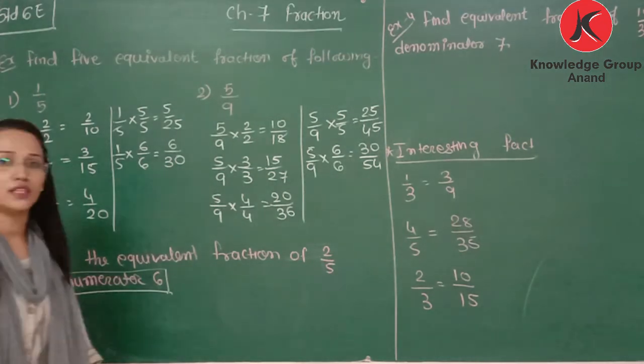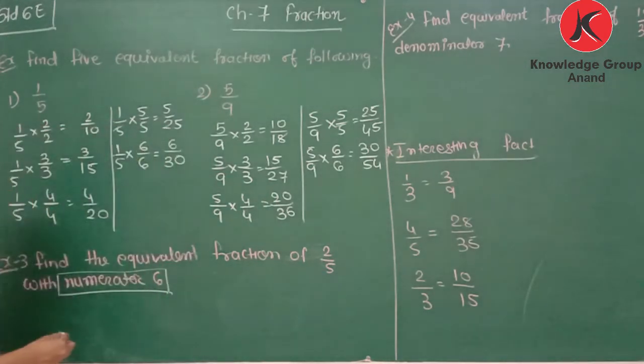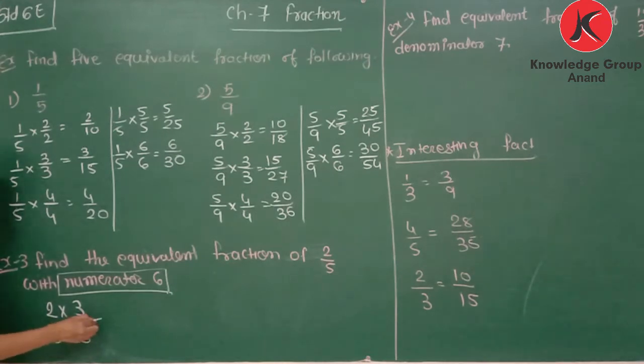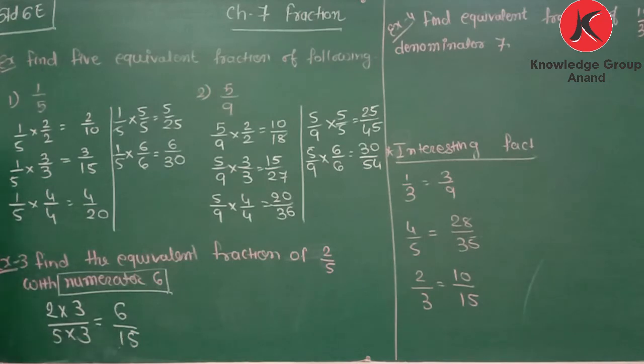If you multiply 2 with 3, you get 6. So to get numerator 6 we need to multiply 2 with 3. So the same number we need to multiply in the denominator. So 5 is also multiplied with 3. 3 5s are 15. So 6 by 15 is the equivalent fraction of 2 by 5 with numerator 6. Clear?